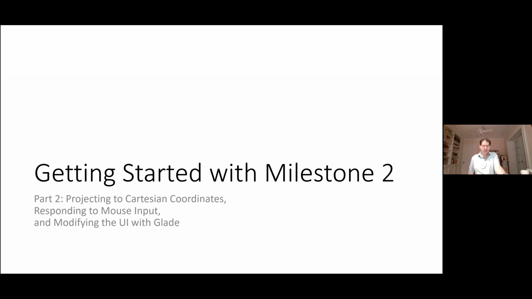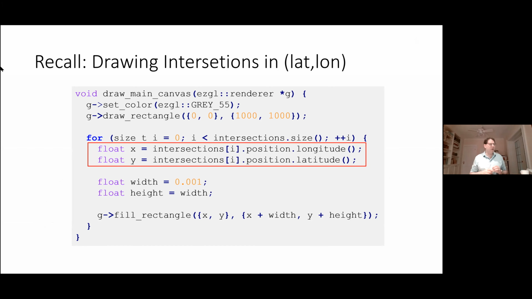And so today we're talking about the second half of our Milestone 2 walkthrough. More specifically, we're going to talk about how we do a better projection. Instead of drawing lat long directly, what can we do that's smarter? How do we respond to mouse input? And how do we modify the UI layout itself with Glade? Just ask questions out loud or in the chat as we go along.